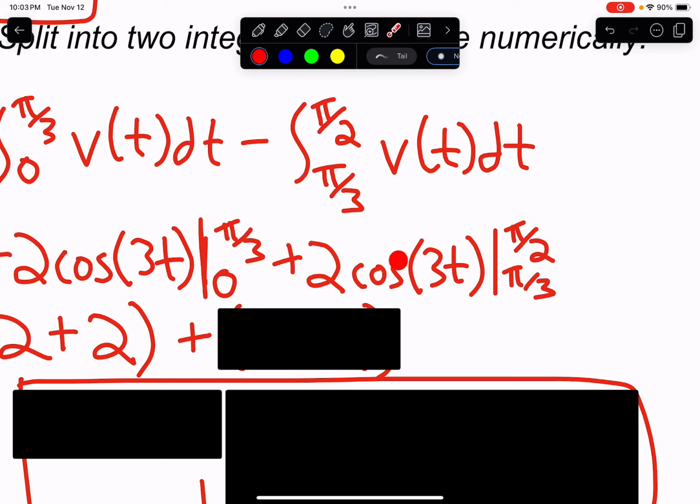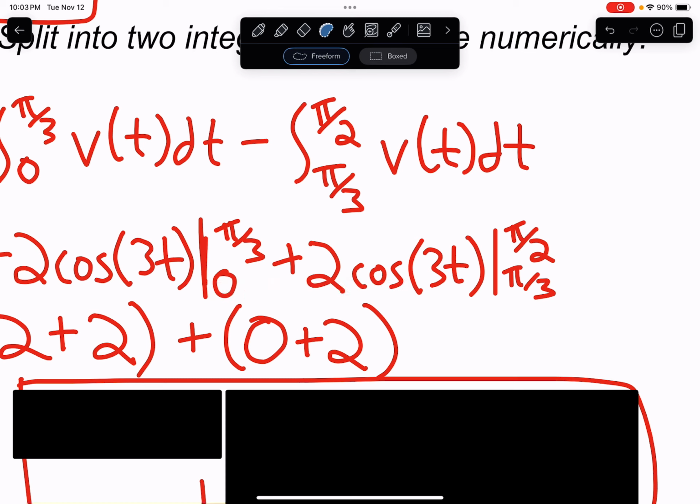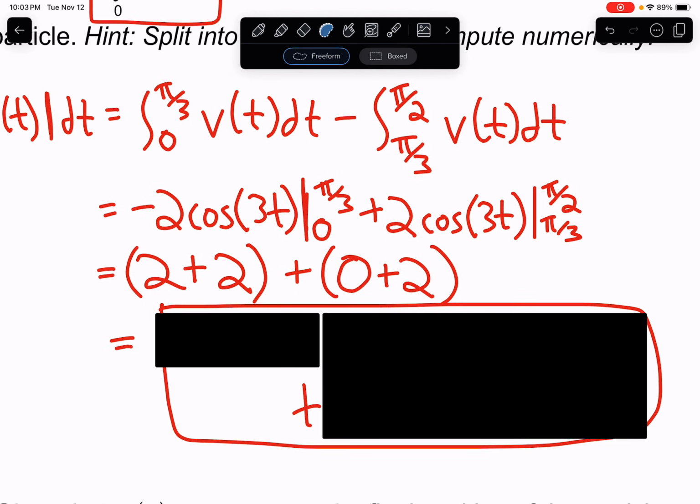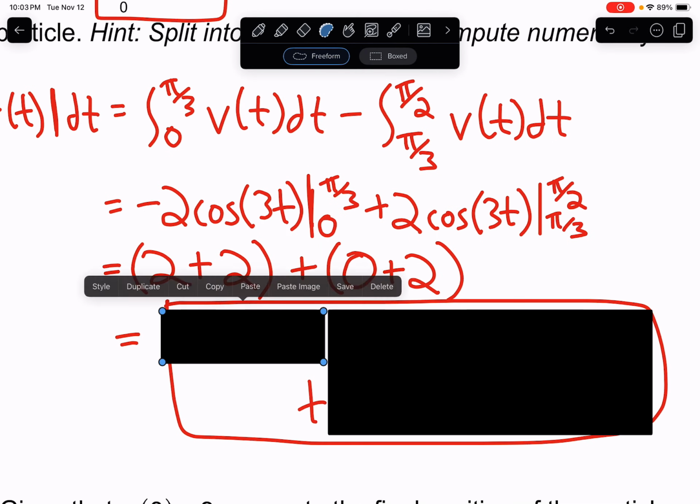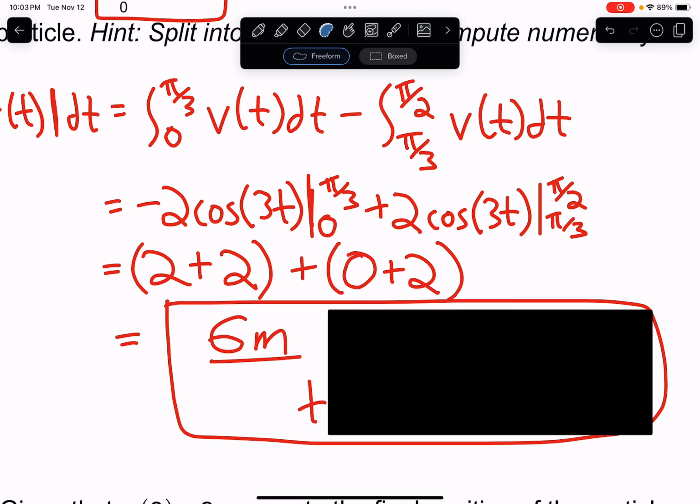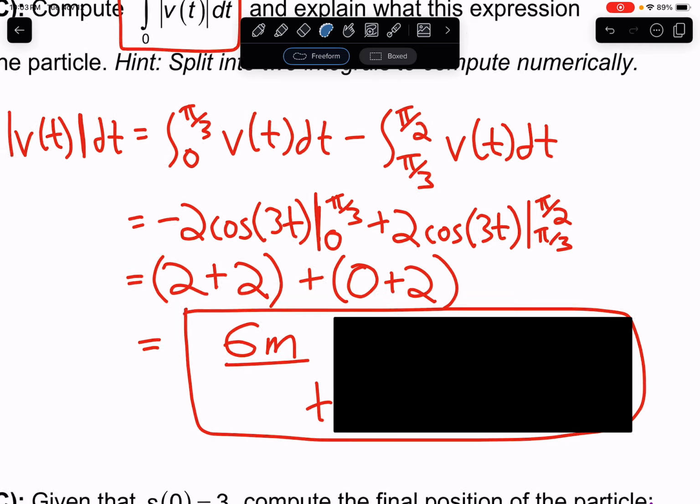And then plug in pi over 2, we get 3 pi over 2, that's going to be 0, okay? And so, yeah, we can go ahead and plug that in, right? And add everything together, and we get 6 meters, right? So what does this integral represent, right?